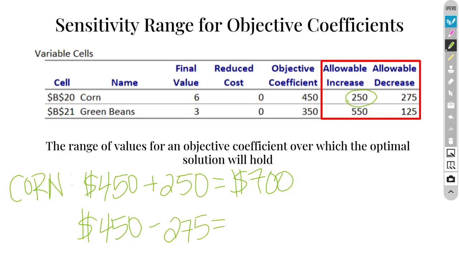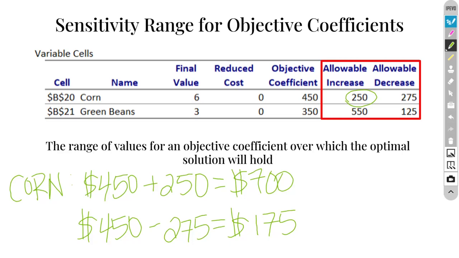Maybe she needs to lower the price so more people will buy, and if that's the case, she can drop the price down to $175 per acre of corn. Again, still maintaining the fact that she will plant 6 acres of corn and 3 acres of green beans. We could do the same thing for green beans.